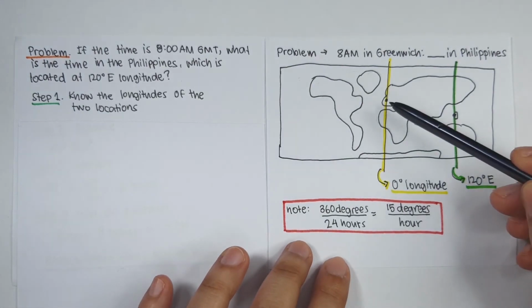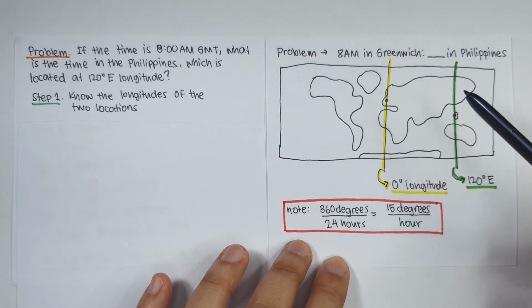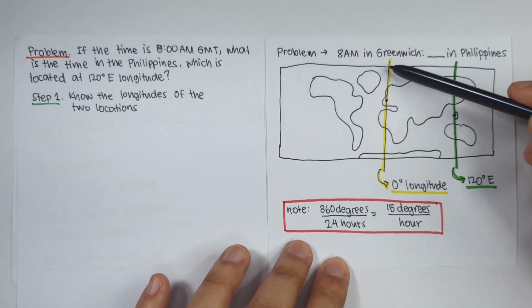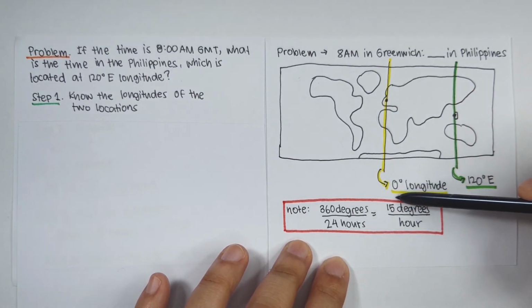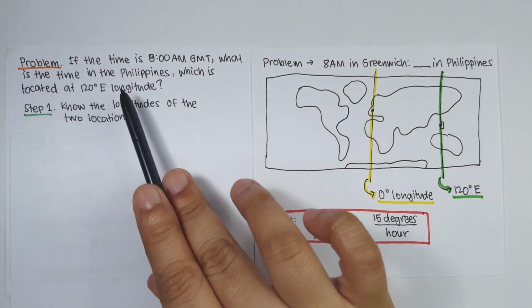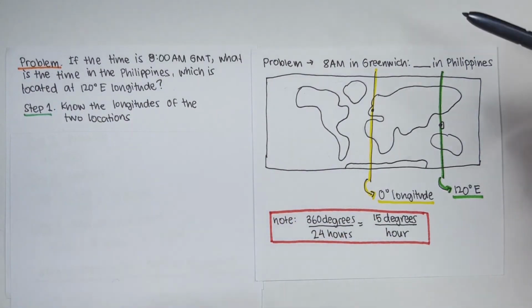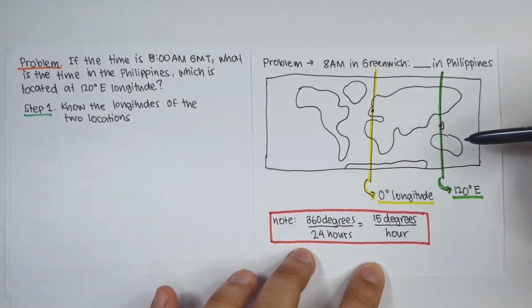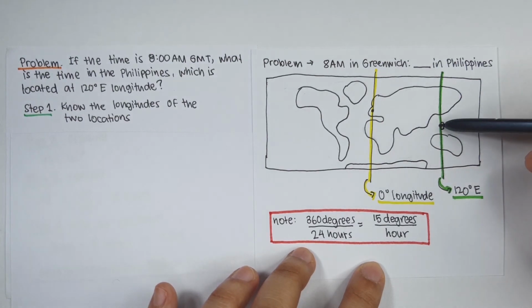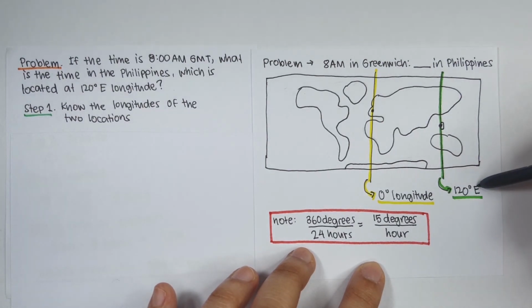Now, Greenwich, England is located on the prime meridian. So its longitude is 0 degrees. Because again, longitude on the prime meridian is 0 degrees. Okay? Next is the Philippines is at 120 degrees longitude. So if we are to graph that, it will look something like this. This is Greenwich at the prime meridian, 0 degrees. And this is the Philippines at 120 degrees east.